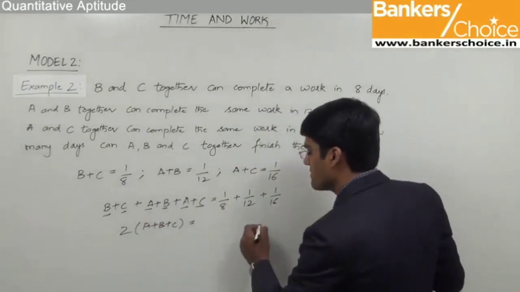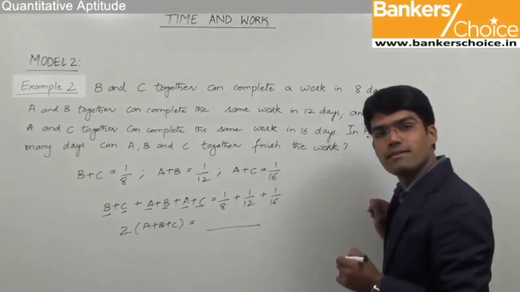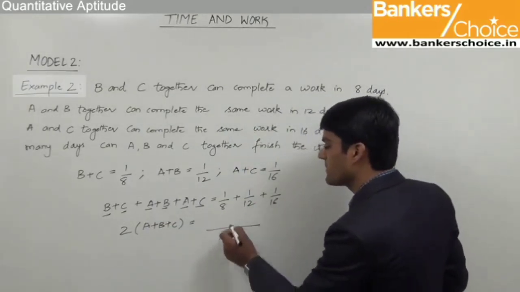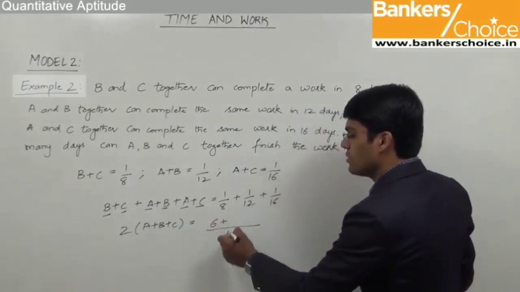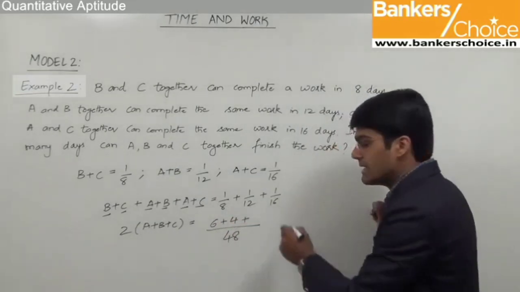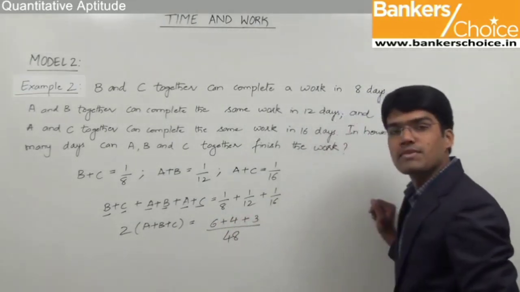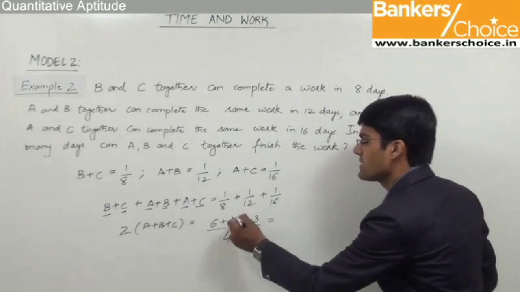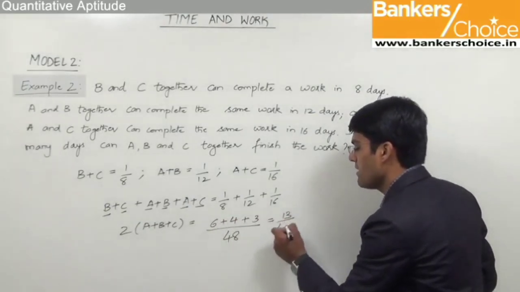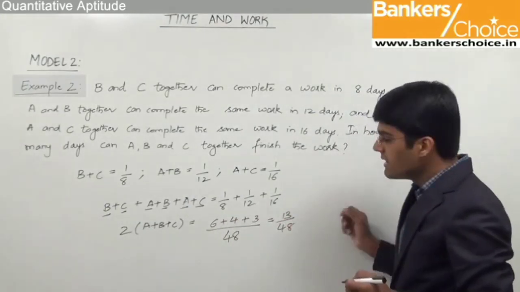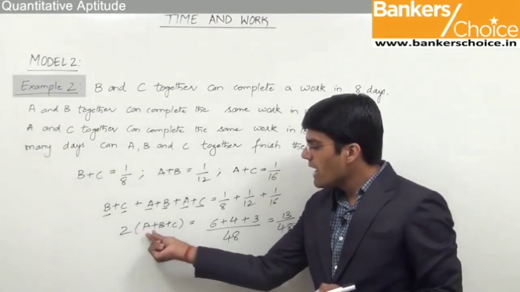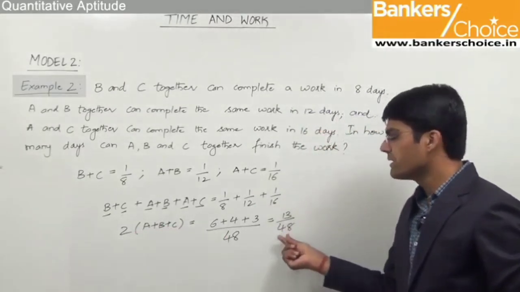So let us now try to simplify this. The LCM of 8, 12 and 16 is 48. So 8 goes 6 times, 12 goes 4 times and 16 goes in 48 3 times. So this will be equal to 6 plus 4, 10 plus 3, 13 by 48. That means the work done by 2 A's, 2 B's and 2 C's is 13 by 48.